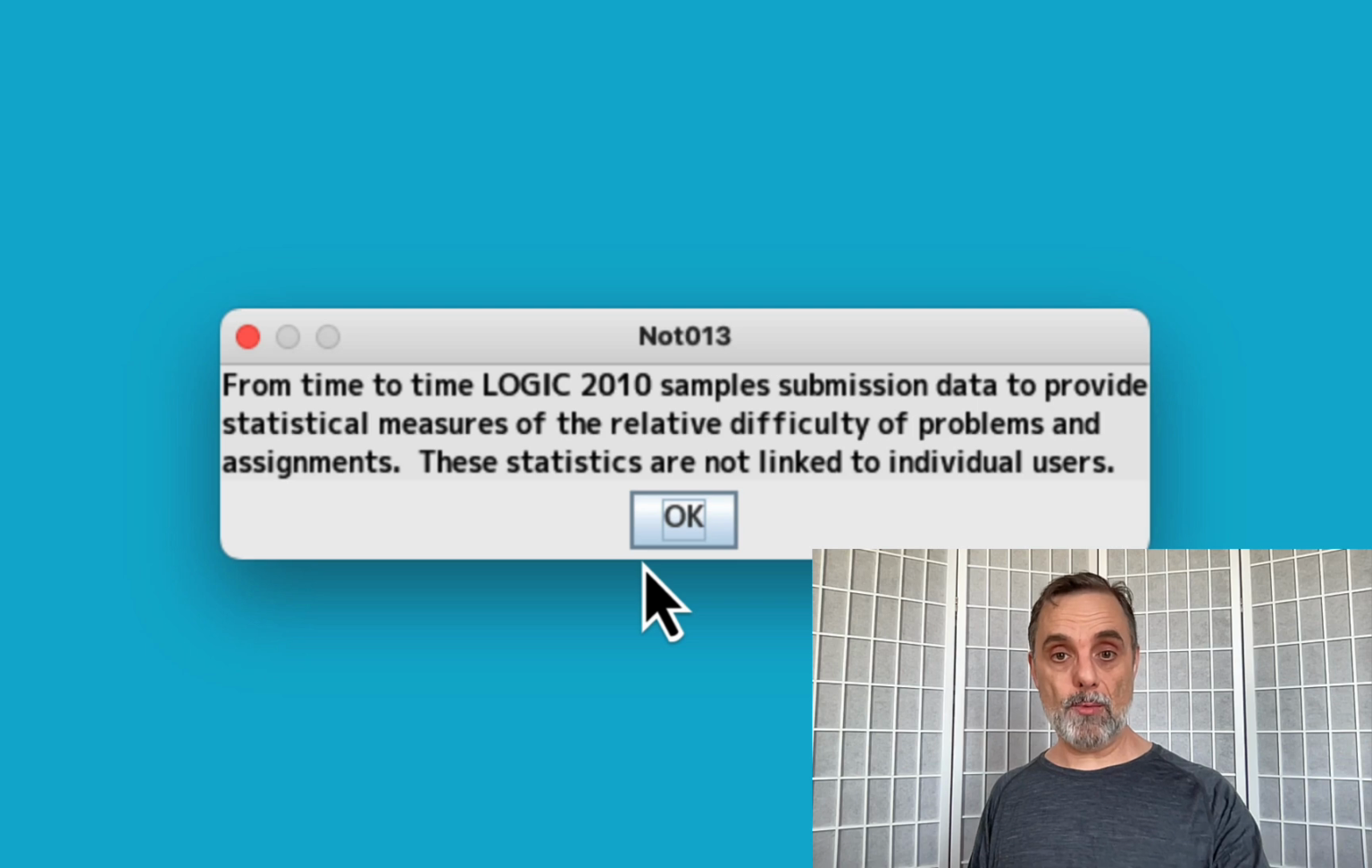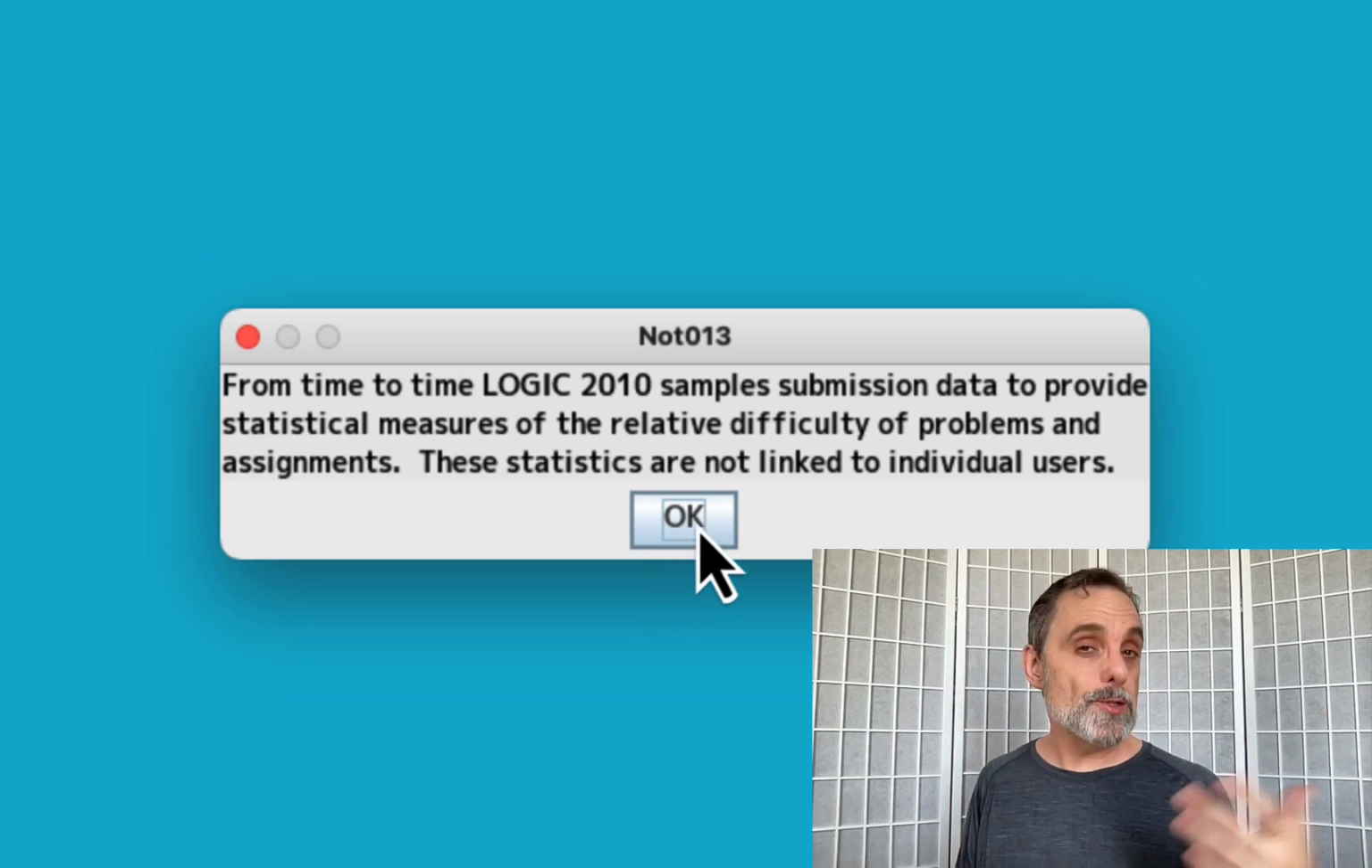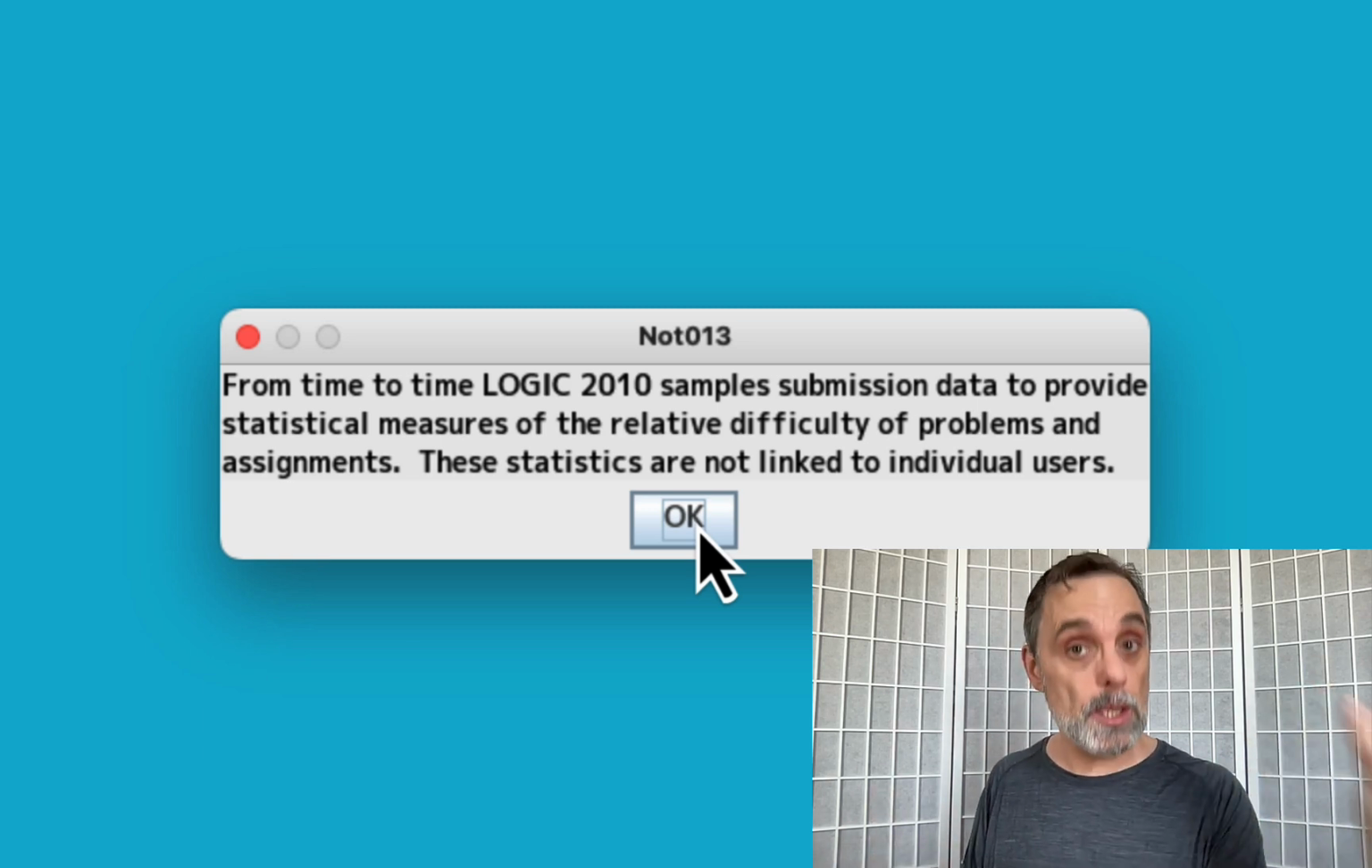It says we're going to sample submission data every so often, but the statistics are not linked to individual users. So I'll know, for example, on average, how long did a certain homework problem take, but I won't know how long it took any individual student, like, say, you.